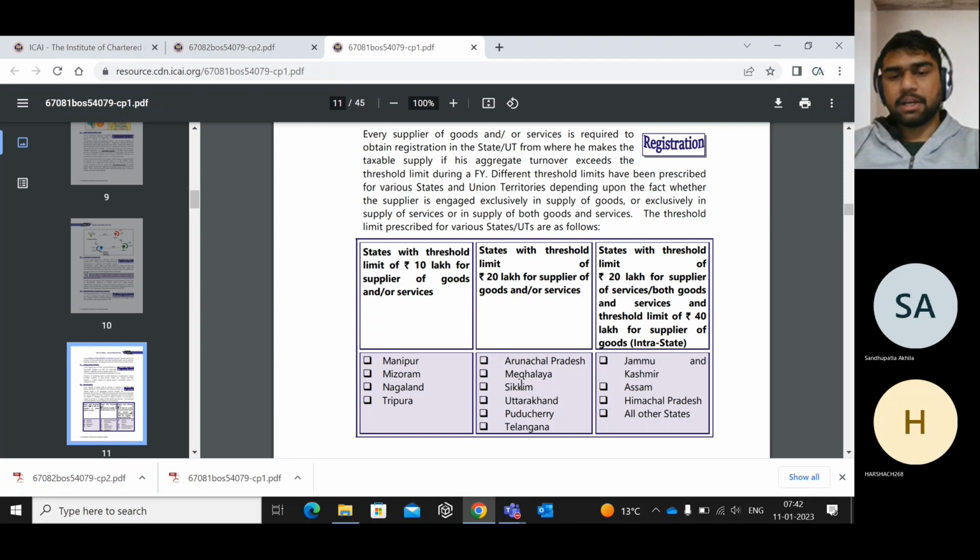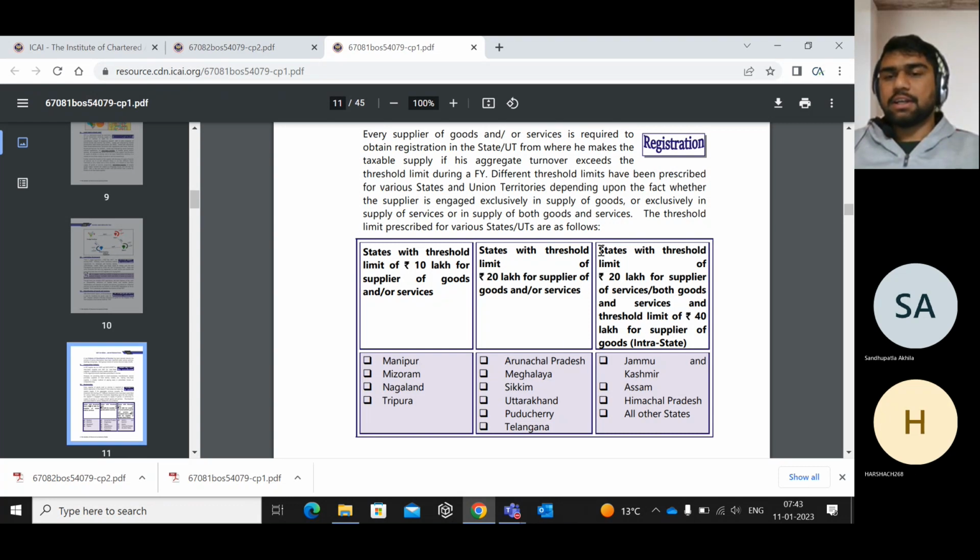This is the shortcut you can remember. I will make the shortcut exactly and provide it to you tomorrow. These are the category of states you can remember for which the 20 lakhs turnover applies. If they cross 20 lakhs turnover, then they are liable to register.